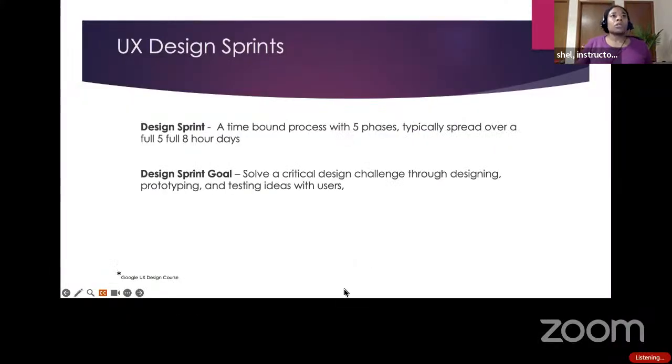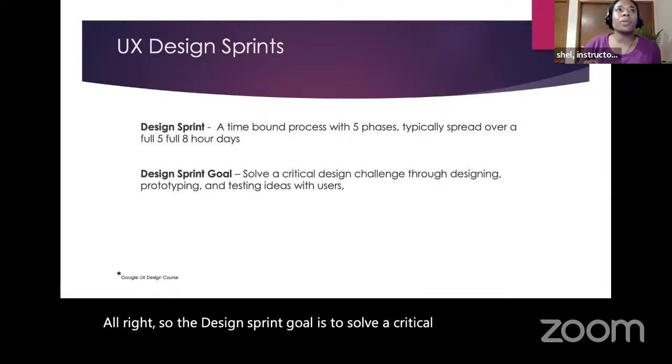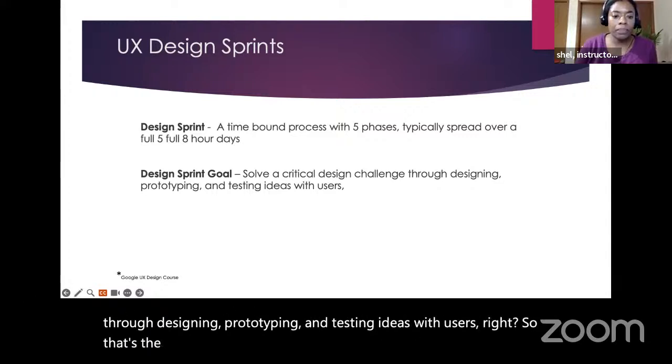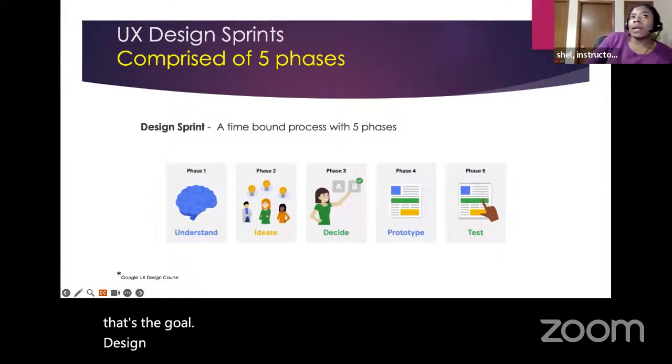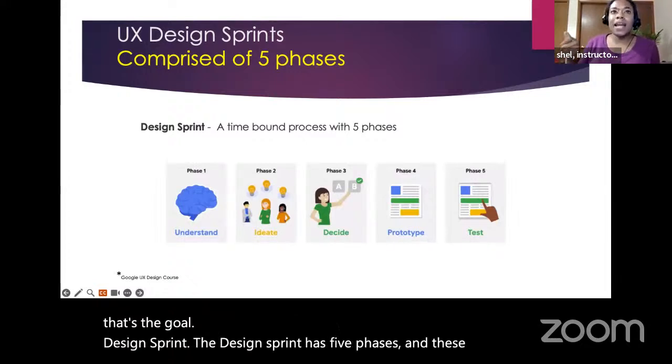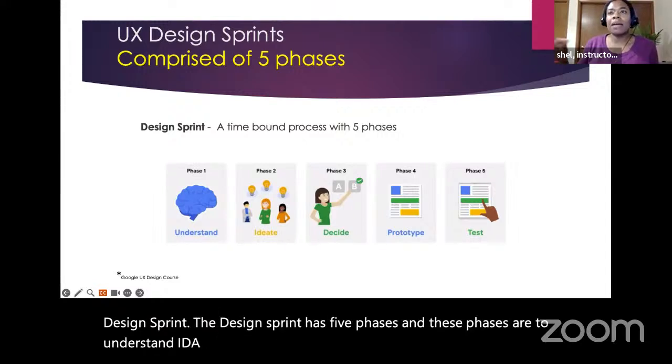All right. So the design sprint goal is to solve a critical design challenge through designing, prototyping, and testing ideas with users, right? So that's the goal. The design sprint has 5 phases. And these phases are to understand, ideate, decide, prototype, and test.